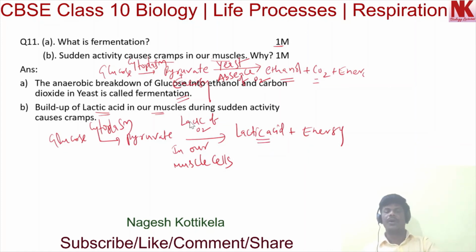So this is what we call lactic acid buildup. Because of lack of oxygen in our muscle cells during vigorous activities, during sudden activities, lactic acid is formed, and this buildup of lactic acid in our muscles during sudden activity causes cramps. This is all about question number 11. Now let's proceed with the next question, that is question number 12.